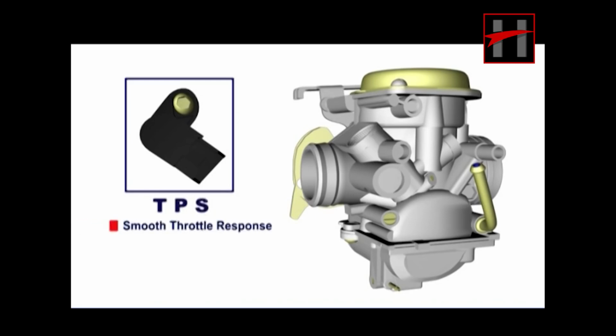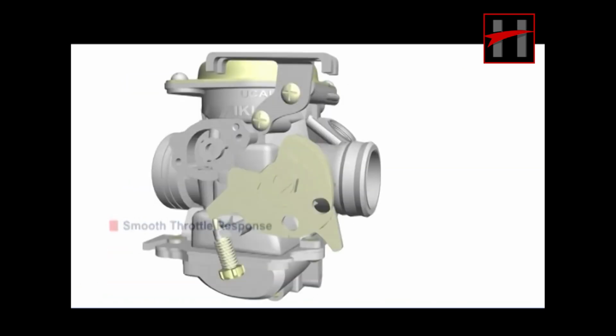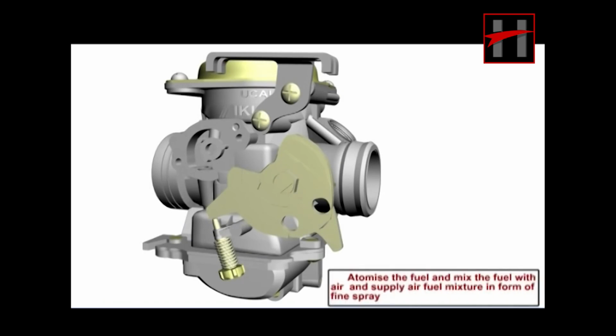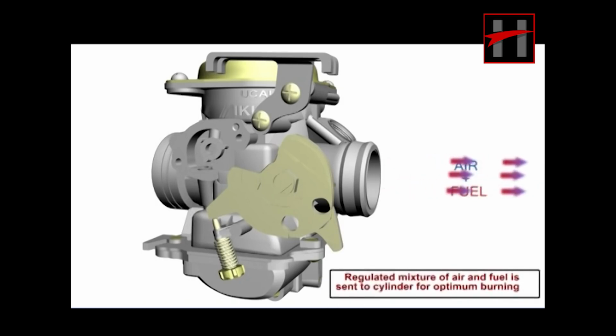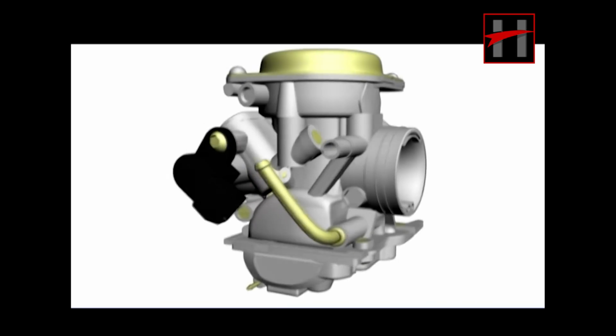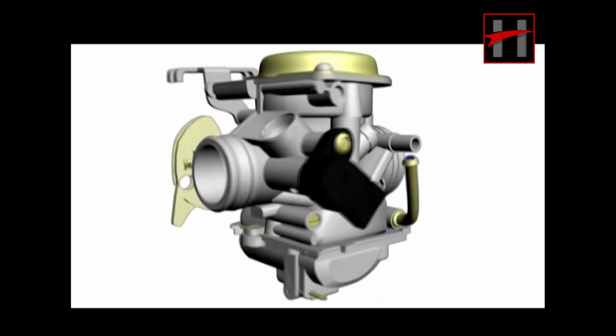Smooth throttle response, optimized fuel economy, and better feel of power. One of the functions of a carburetor is to atomize the fuel, mix the fuel with air, and supply the air-fuel mixture in the form of a fine spray. The regulated mixture of air and fuel is sent to the cylinder for optimum burning. The carburetor uses the principle of a sprayer.